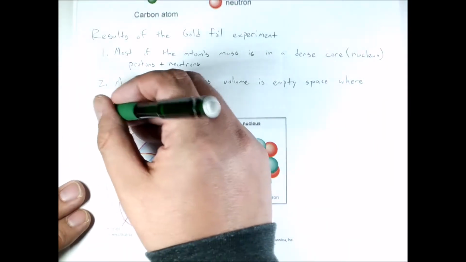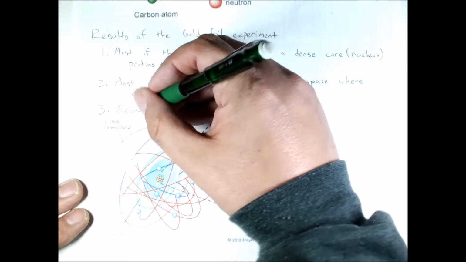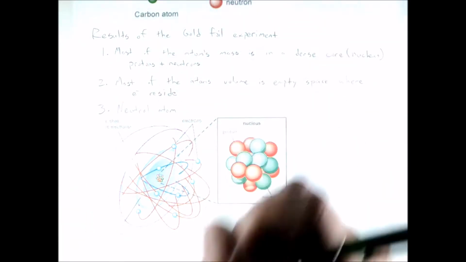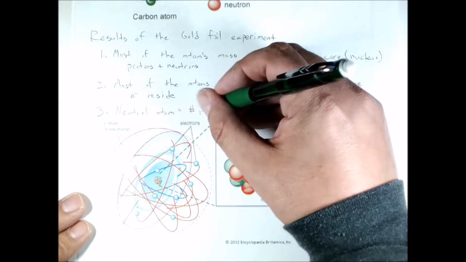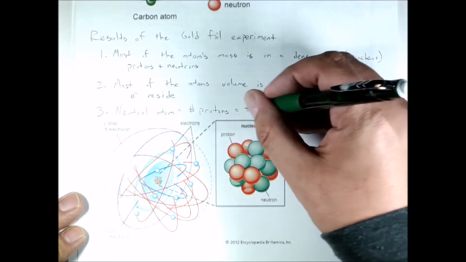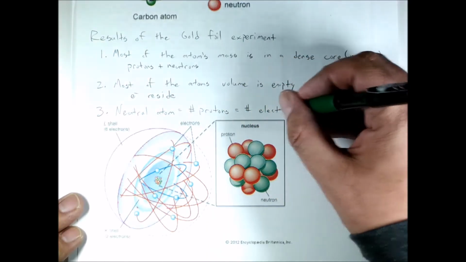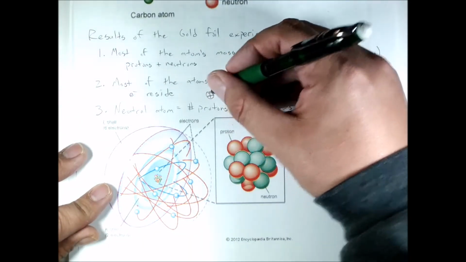Alright, and then one little thing I want to add to this is that if you have a neutral atom, meaning no overall charge, it works out where the number of protons equals the number of electrons. So basically, the total positive equals the total negative. They cancel each other out.